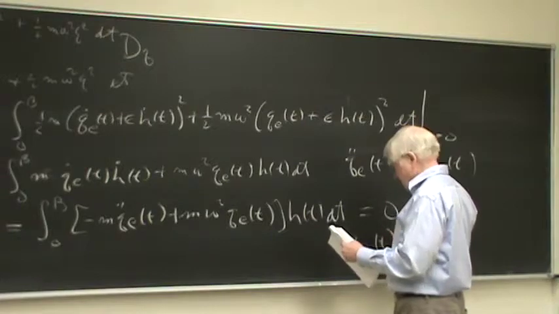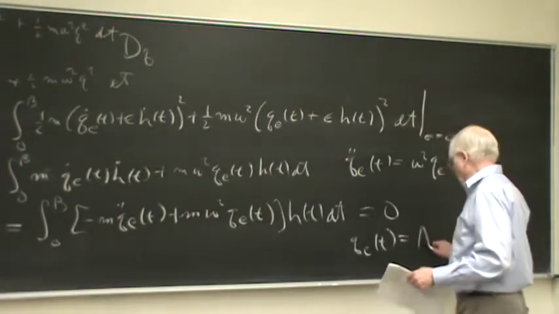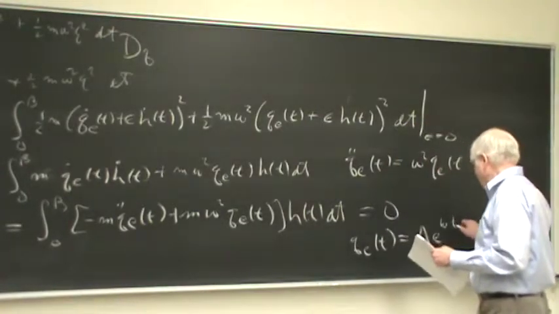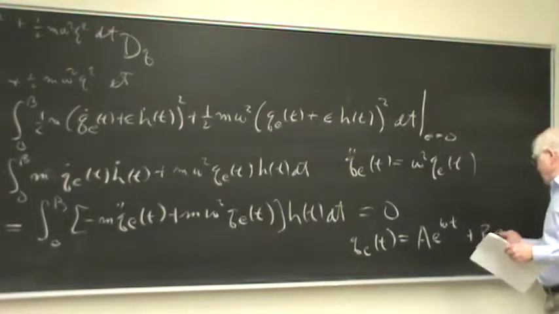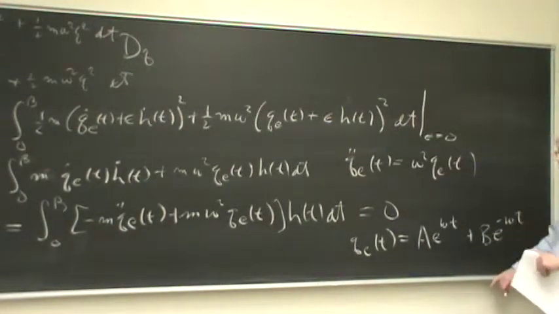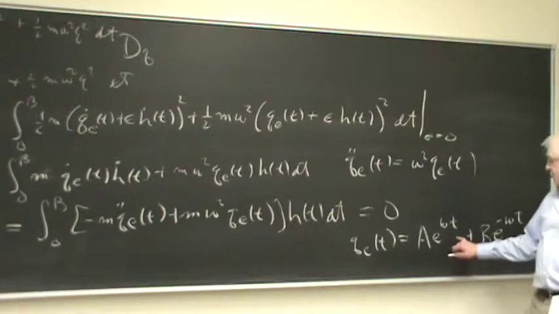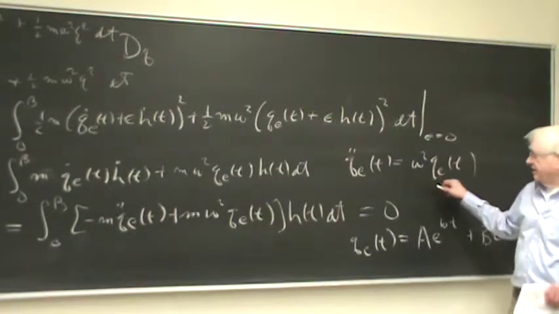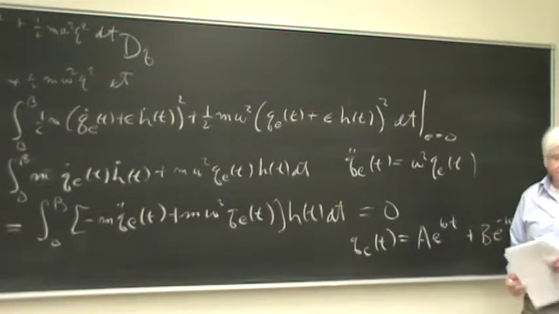It's q Euclidean of t equals A e to the omega t plus B e to the minus omega t. So the solutions are pretty simple. Okay, because you take the second derivative, you just get an omega squared, and that works fine.